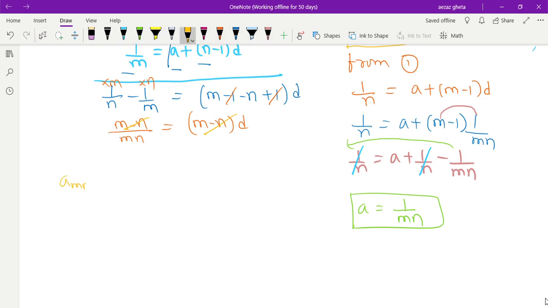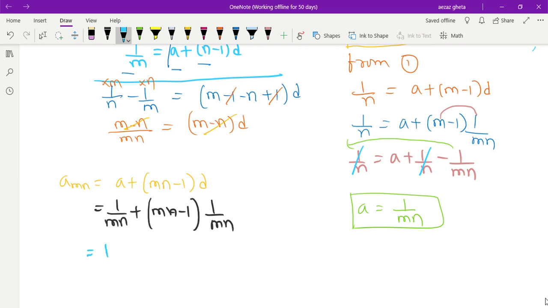Now we have to find out a_mn. So a_mn is equal to a plus (mn minus 1) of d. So a_mn is equal to a, which is 1 by mn, plus (mn minus 1), d is 1 by mn. So we have 1 by mn plus, if you multiply this, you will get mn by mn minus 1 by mn, and this 1 by mn and 1 by mn will get cancelled. Here mn will get cancelled, so you will get a_mn is equal to 1.